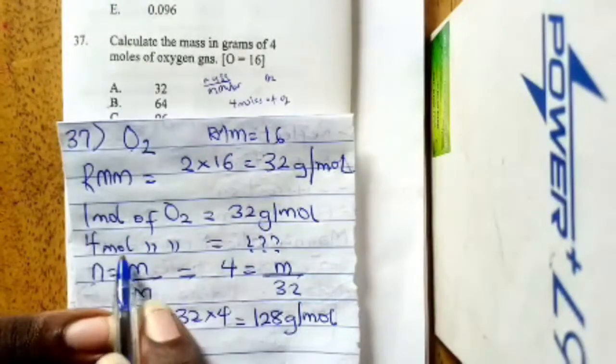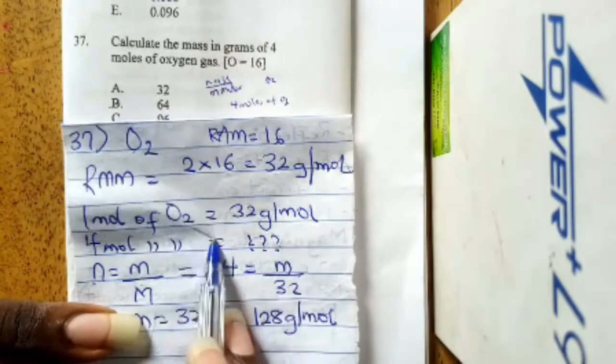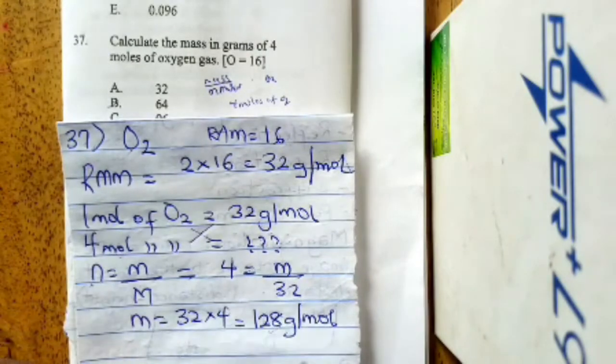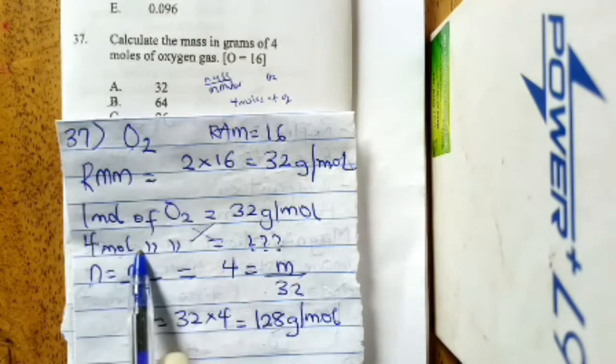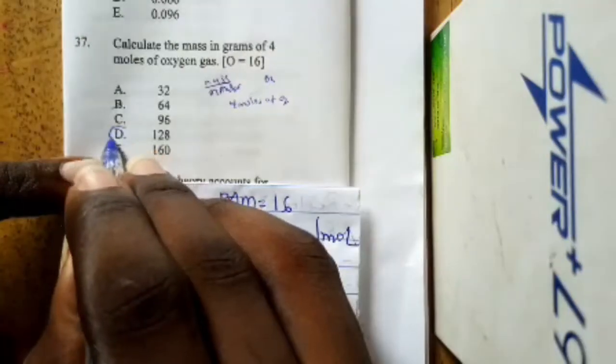Or we can simply say if 1 mole of oxygen is 32, 4 moles will be dash, and we just cross multiply. 4 times 32 gives us 128 also. So 1 mole of oxygen gas is 32 gram per mole, and 4 moles of oxygen gas is 128 grams.